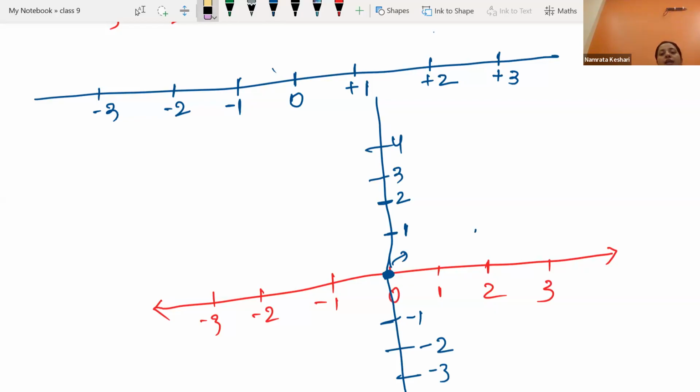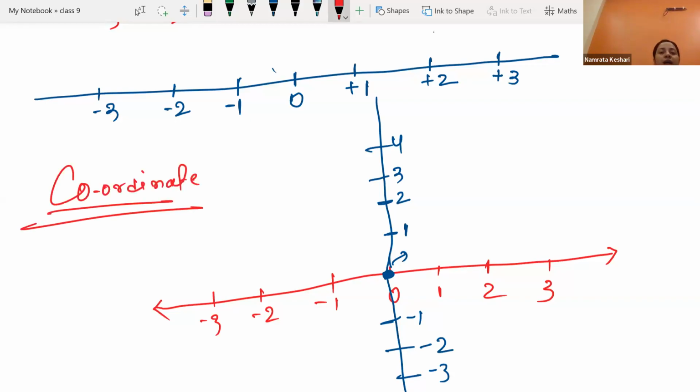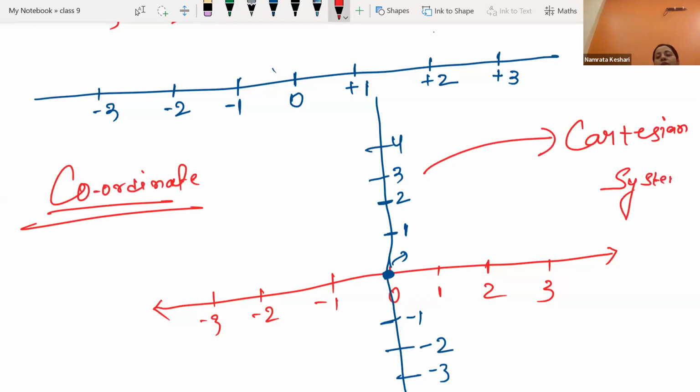So this way we have placed both the number lines and now we are going to say that this is a completely different world, a completely different branch of mathematics, that is coordinate geometry. By doing so we have created something really interesting, and that is the Cartesian system. Are you getting it? What is the Cartesian system? Just a name. Getting it? Yes, ma'am.